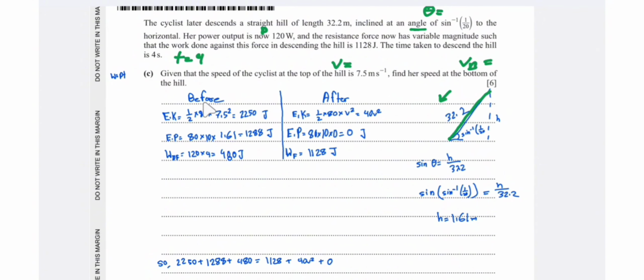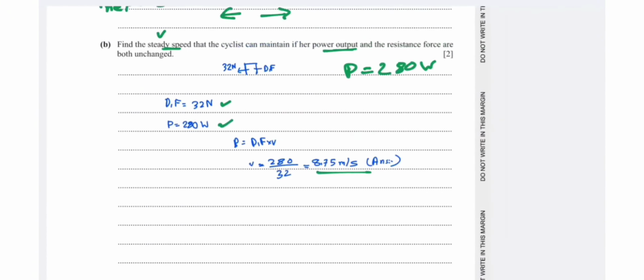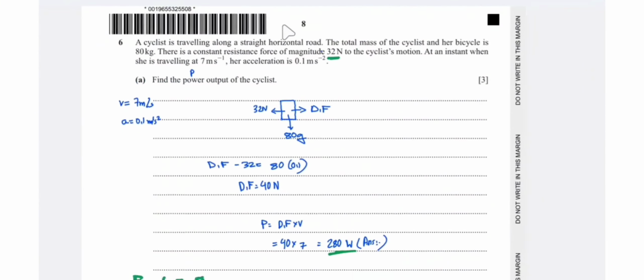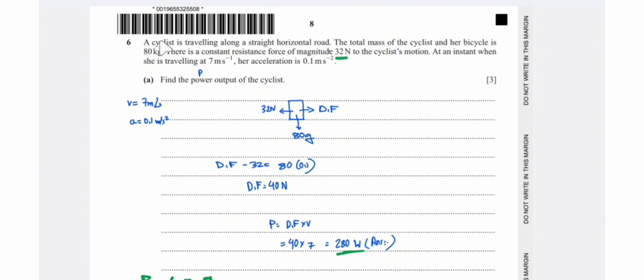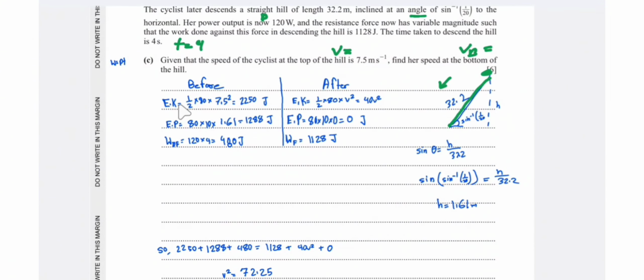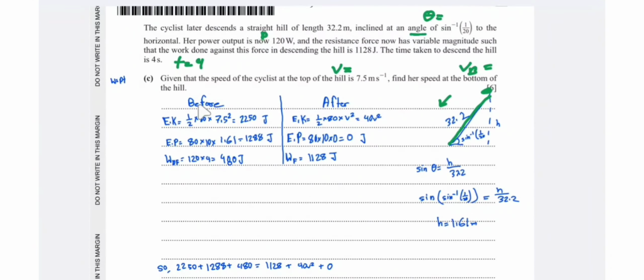Now considering before, kinetic energy before, that means kinetic energy at the top, so half. We have been given the mass. So what is the mass of the cyclist? The mass of the cyclist is 80 kg. So half mv square, that is, the kinetic energy is equal to half mass into speed square. And what is the speed at the top? The speed of the cyclist at the top is 7.5. So half mv square is the kinetic energy before.